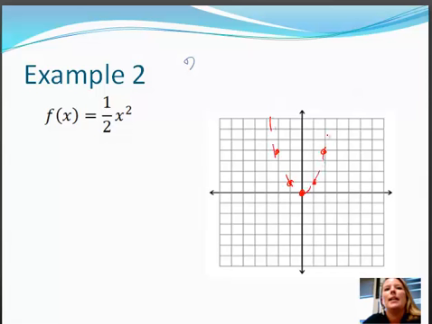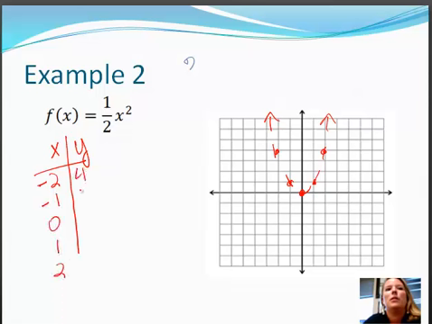Now in this case, instead of multiplying by 2, we're multiplying by 1/2, which because it's a fraction is actually going to make our graph get smaller, our y values get smaller. So remember we have -2, -1, 0, 1, and 2, and this is 4, 1, 0, 1, and 4. Remember this table is our critical points.